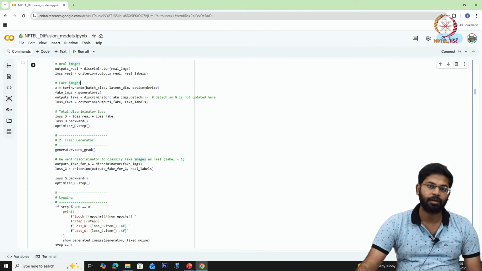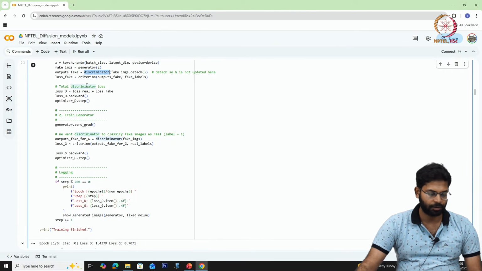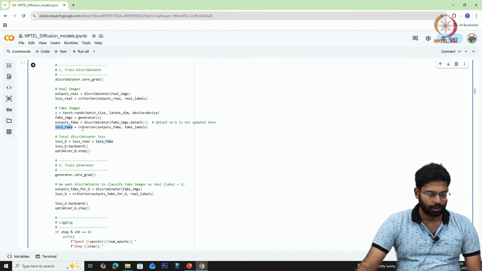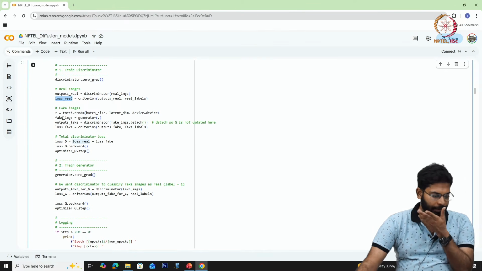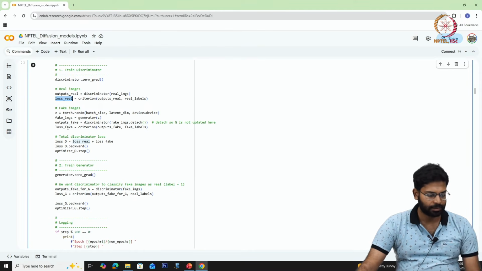Now comes the fake images. You have to generate the fake images, right? So first, z is the latent variable you generate randomly from a Gaussian distribution. The fake images will be what? You pass z to the generator function, so generator of z becomes fake images. If you pass these fake images to the discriminator, that becomes outputs fake, and you compute loss on them. You apply the same loss on outputs fake and fake labels. So you get two losses now: one computed on the real images and another on the fake images.